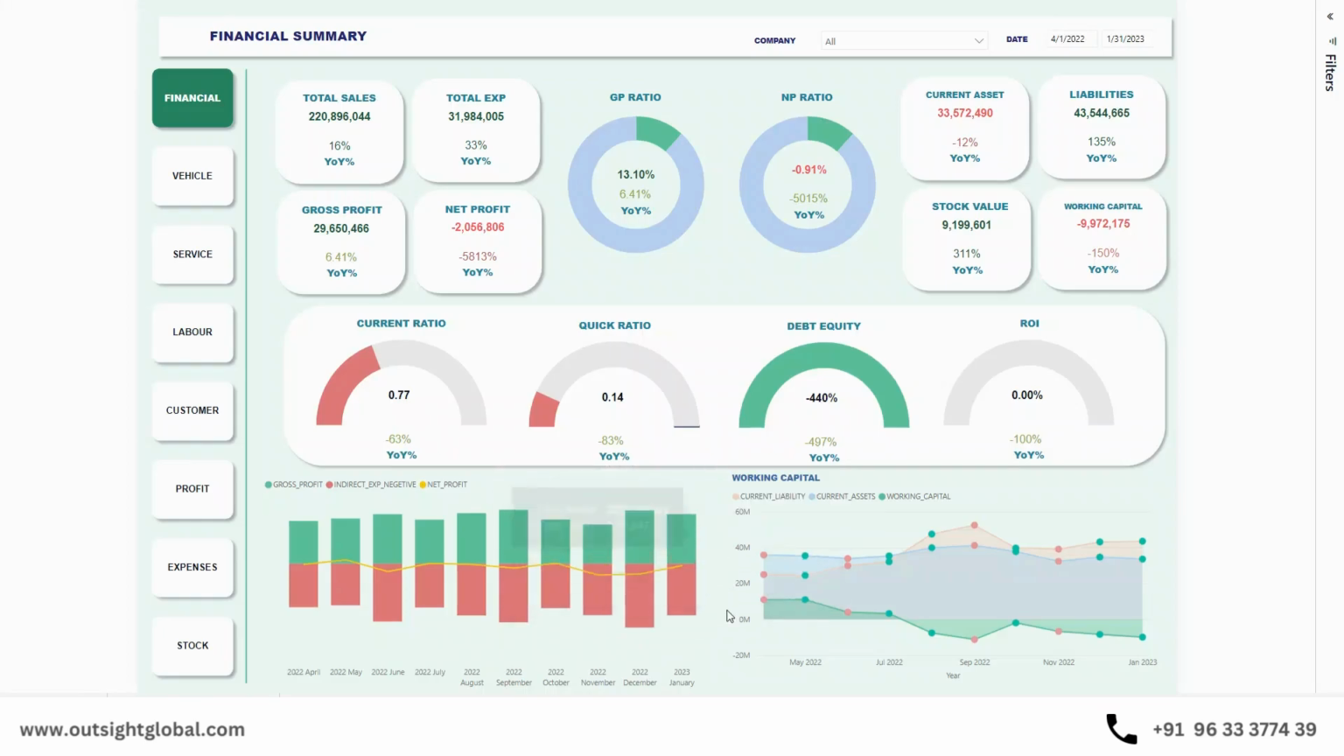Next one is working capital. In the working capital chart, the red line indicates the liabilities, the green line indicates the current assets, and another green line indicates working capital.